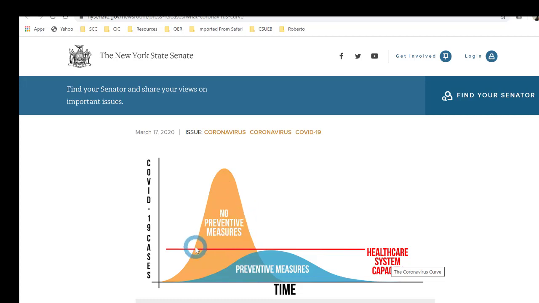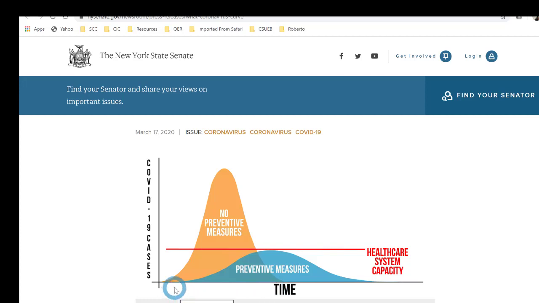And also, it supersedes the healthcare system capacity, meaning all those healthcare nurses and doctors that can help these patients with the virus can't help them because there's just not enough capacity for these people. So this is why we want to talk about flattening the curve, because we want to be able to flatten this peak so that every single person with this virus can get help, right?